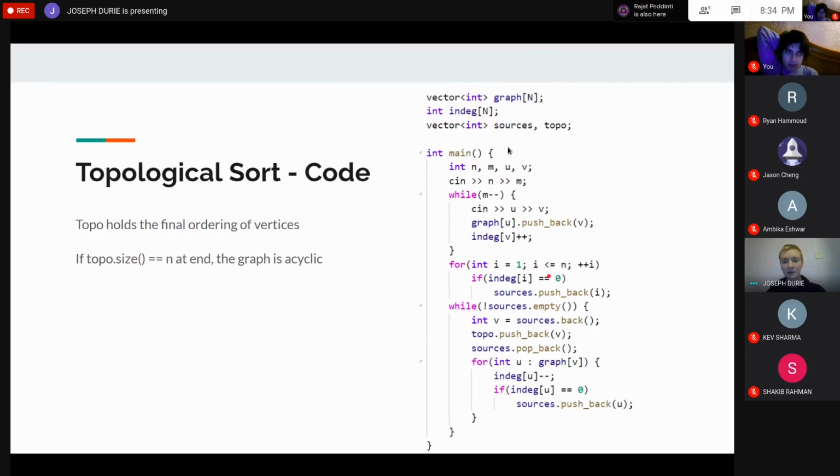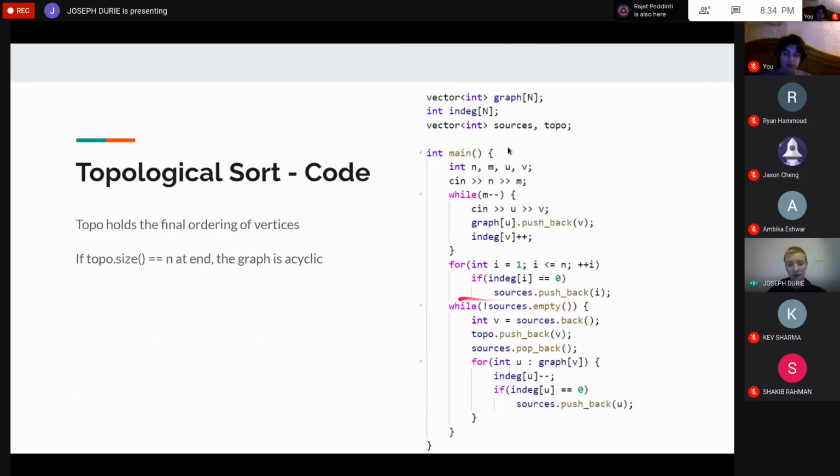Okay, so then what we do is we want to initialize our sources list. So basically all we do is iterate through every vertex, check if its in-degree is 0, and if it is, add it to the sources. Okay, so now we have our list of all the initial sources.